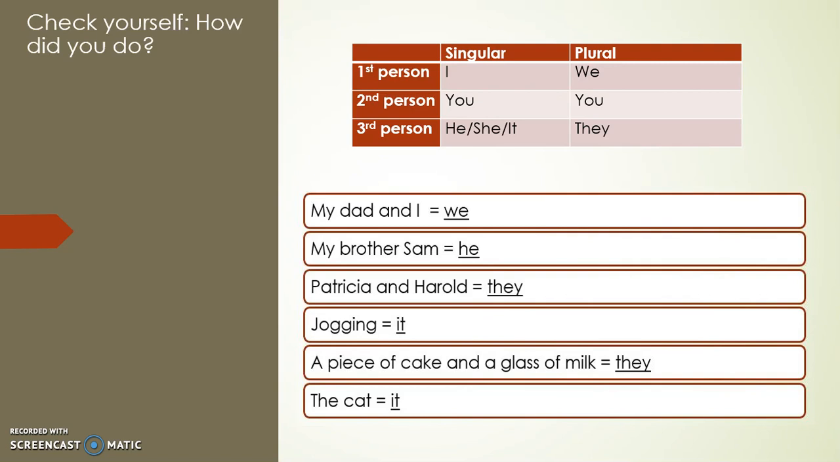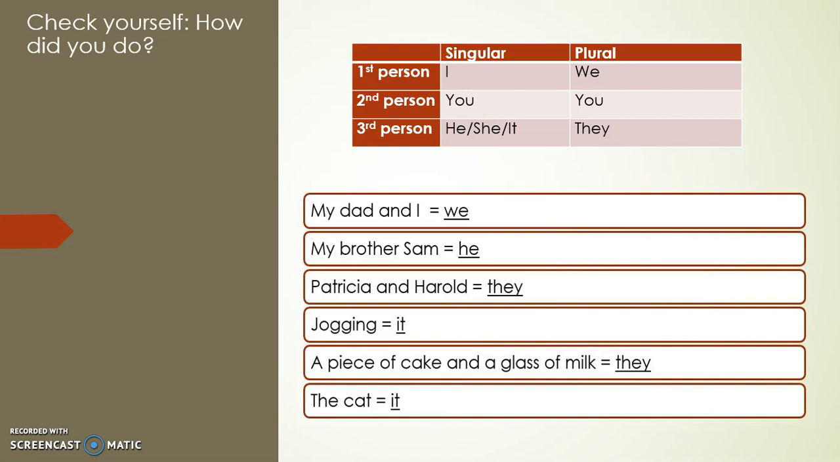Jogging. So jogging is going to be it. Third person singular. Whenever you have an -ing sounding word, a gerund, beginning a sentence or as the subject in your sentence, then that's going to be a third person singular. So jogging is very healthy. However, it is very challenging.